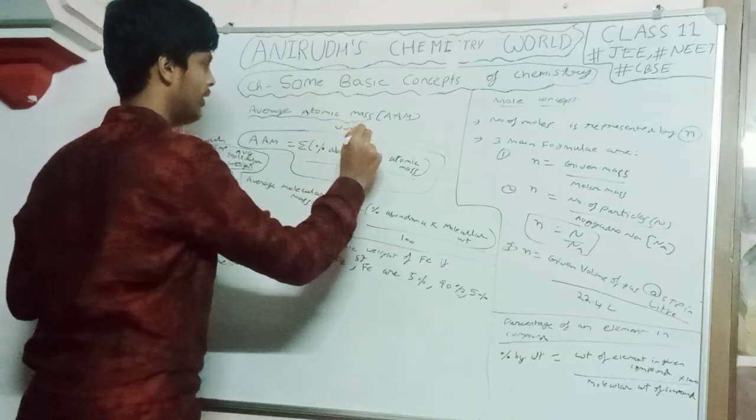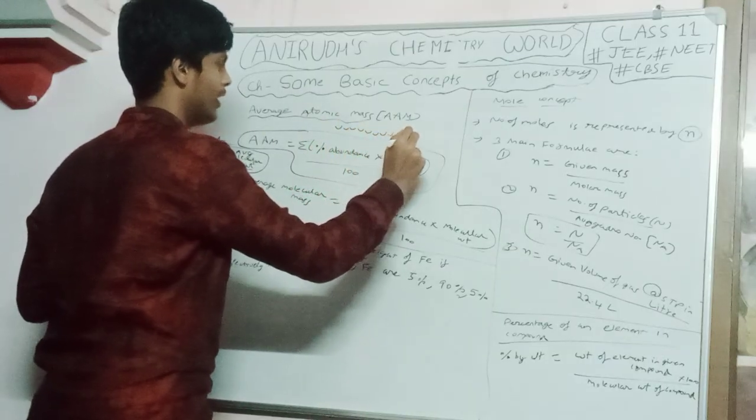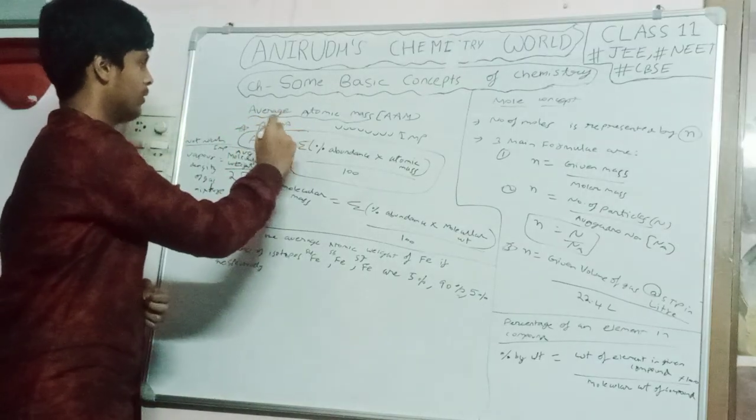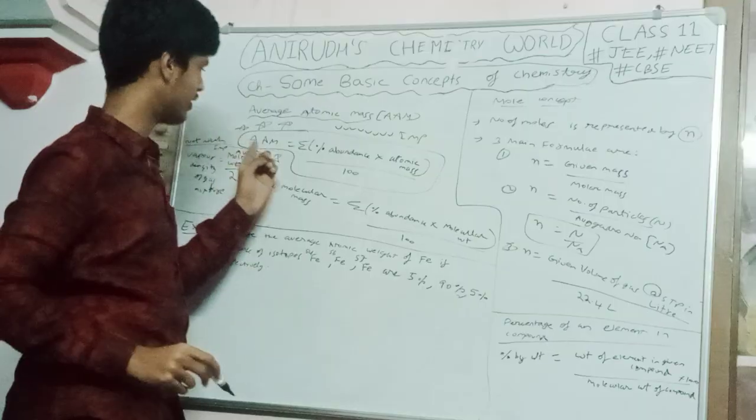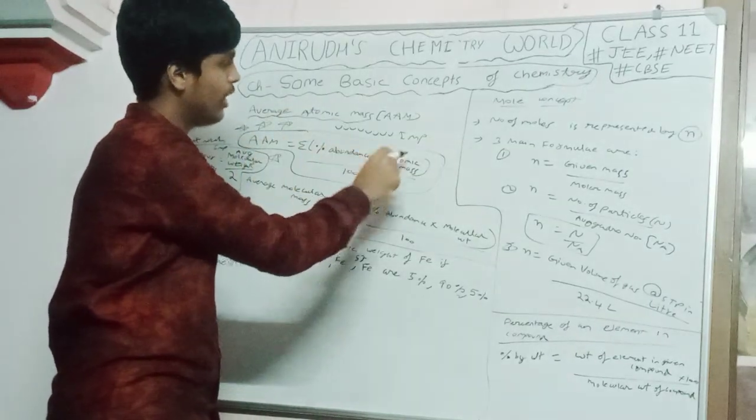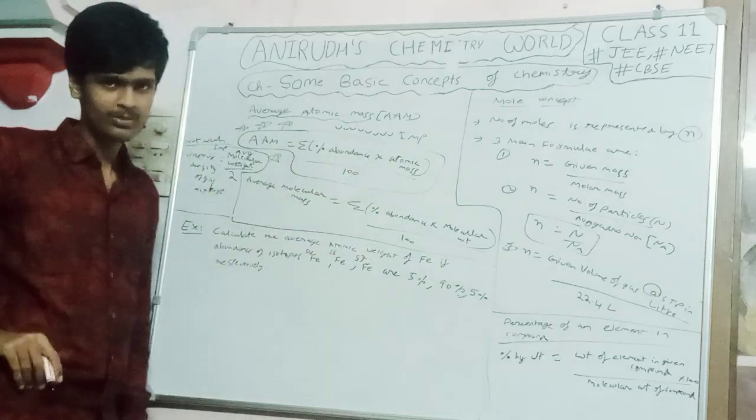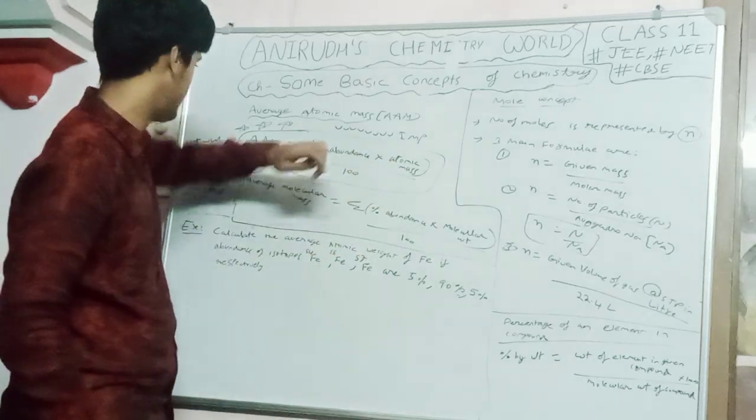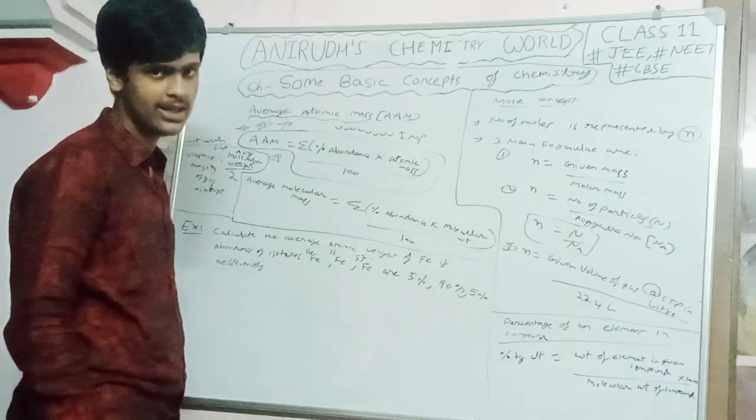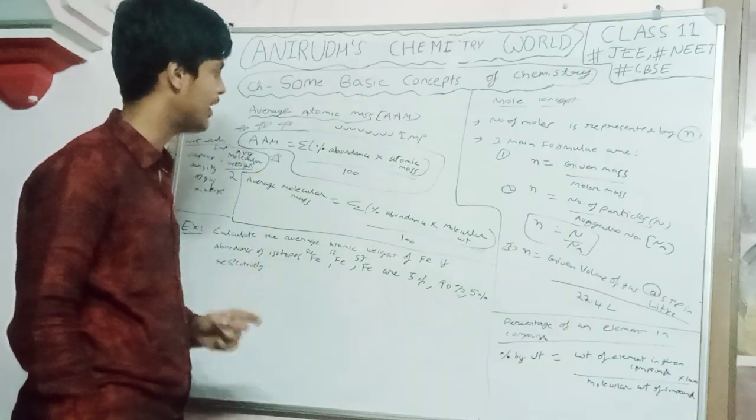Very important formula. Okay, I'll give a star mark there. Average atomic mass is equal to sigma, summation of percentage abundance into atomic mass by 100. You need to remember this, it's important.